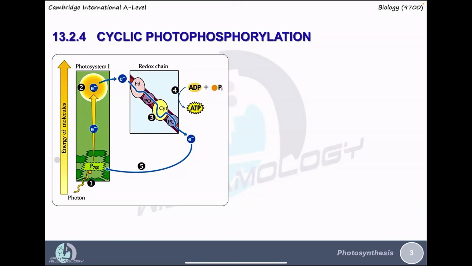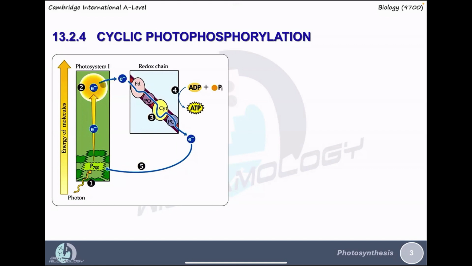From this diagram, we can see that the accessory pigments of photosystem 1, as well as the primary pigment, absorb the light energy. This energy is used to photoexcite the electrons from the reaction center P700, and photoexcitation of the electron results in an increase in the energy level of the electrons, and this electron is received by the primary electron acceptor of photosystem 1.